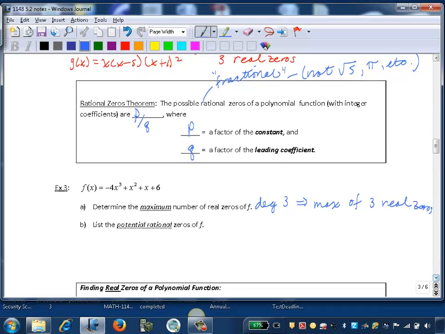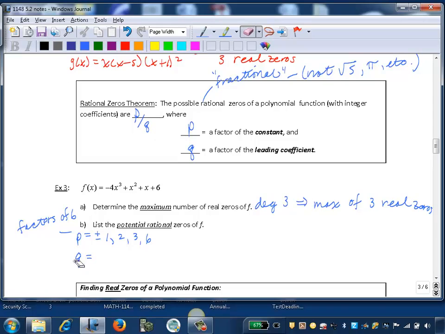Part B, we want to list the potential or possible rational zeros of f. So we need to list the p and the q. P is going to be factors of the constant. In this case, our constant is 6. So for p, we want factors of 6. Now I'm going to put one plus or minus symbol out in the front so you don't have to write it in front of every number, because we know any of these factors could be positive or negative. So I'll just put one plus or minus sign in the middle, and then we just want to list all the factors of 6. So 1, 2, 3, 6.